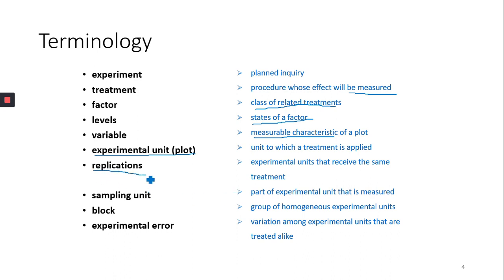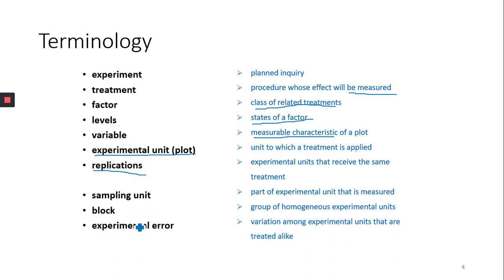Now we have also a term replication. Of course, we are going to go into detail in the next video, where we are going to look at the principles of experimental design. So what is replication? This is actually repetitions, repeating. Experimental units that receive the same treatments, we call them replications. But I'm going to put this one into more context as we proceed. Now, what is a sampling unit? Part of experimental unit that is measured. It is called a sampling unit.